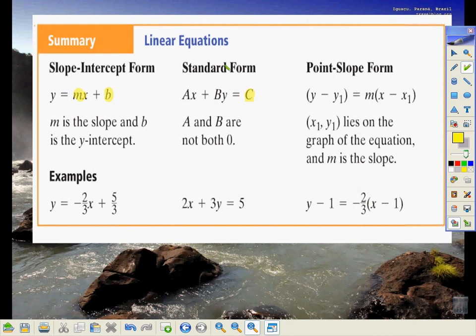That's just a quick summary of the different types of linear equations that we've talked about so far in chapter 7.